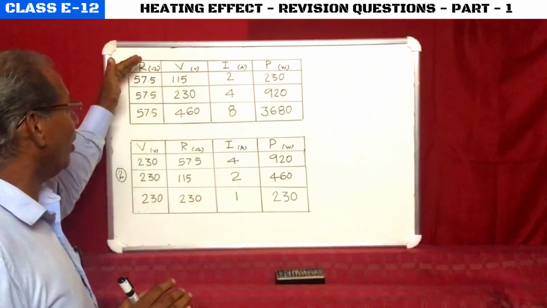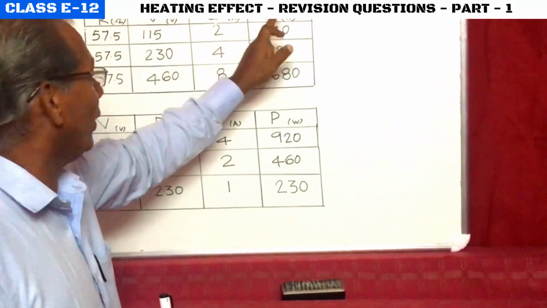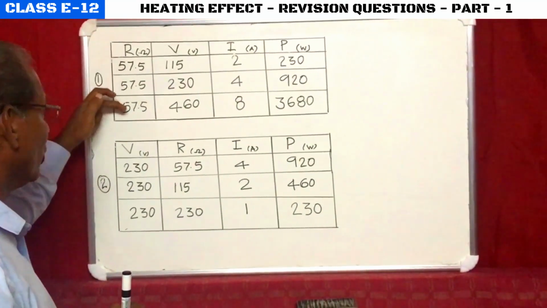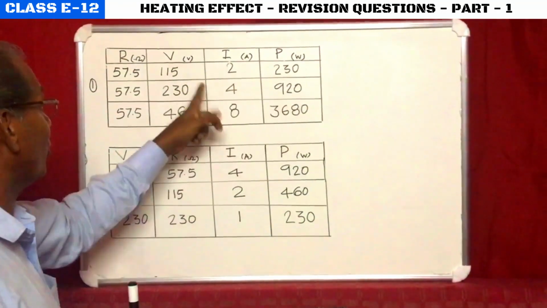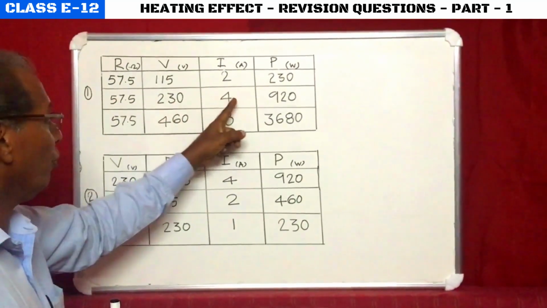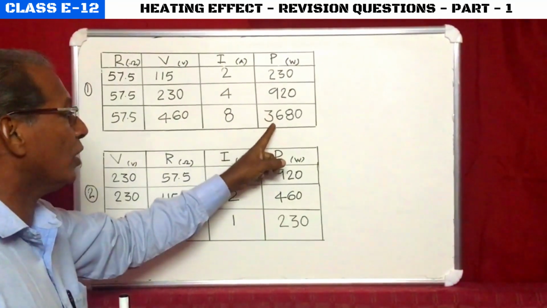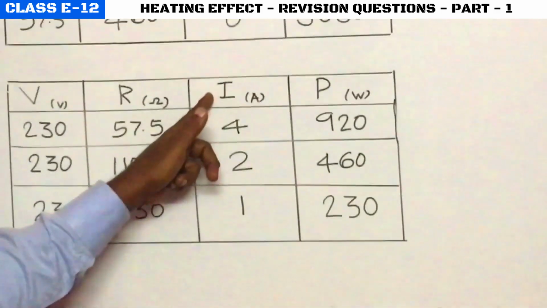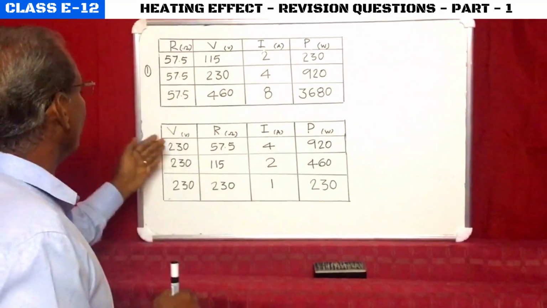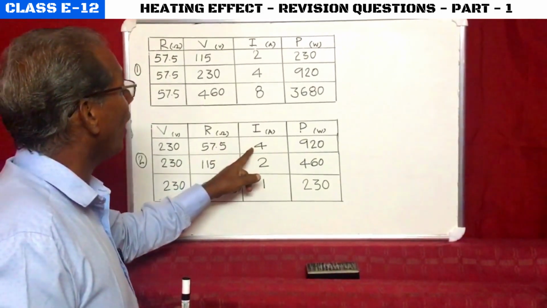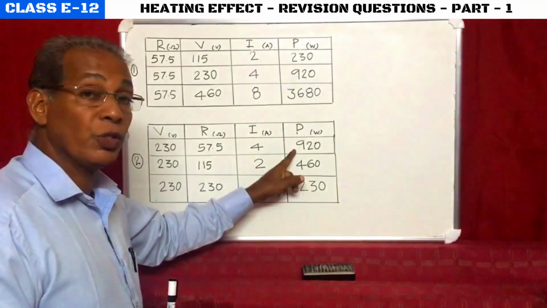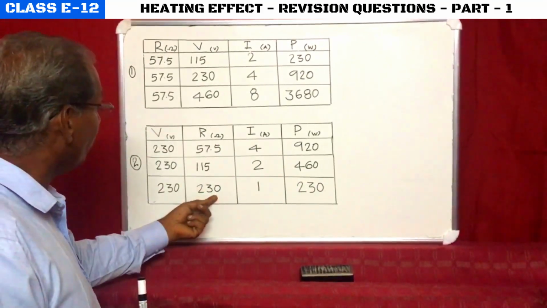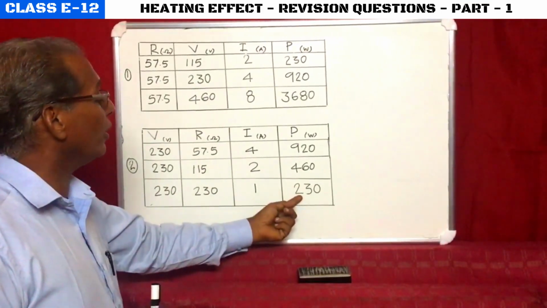First table, I have rewritten the table like this: R, V, I, P. Resistance 57.5. From all those rows, 57.5 resistors I have selected and their respective columns I have posted here. 115, 230, and this one 230, 4, 920 and 460, 8, 3680. Next table, I have written voltage first, resistance, amperage and power. These are there in the table itself. Now, resistance 57.5, current I 4 ampere and power 920 watts. Here 230 volt, 230 ohms itself. So current is 1 and power is 230.